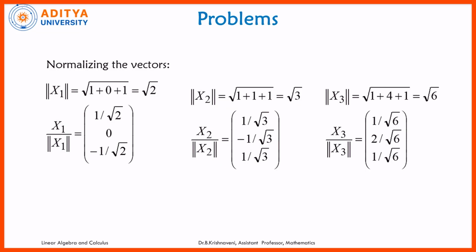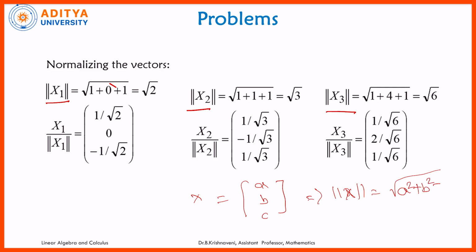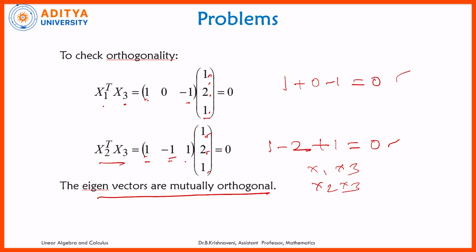Hence, we can find out the normalized form of those vectors. In order to do that, first of all find out the norm of each vector. So, we all know that if x is equal to (a, b, c), the norm of that vector is: norm x is equal to root of a square plus b square plus c square. So, let us calculate the norm of each vector.